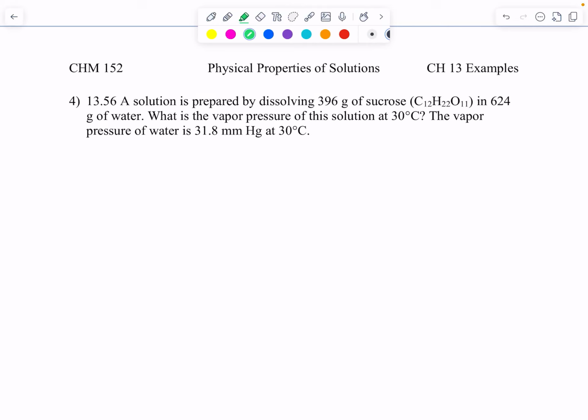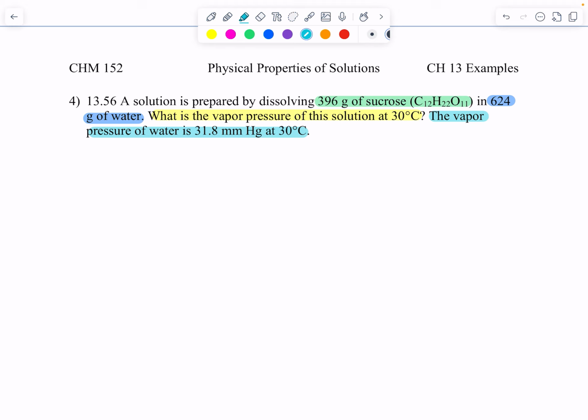Number 4, we have a solution prepared by dissolving 396 grams of sucrose in 624 grams of water. It wants to know the vapor pressure of the solution at 30 degrees Celsius, and it gives you the vapor pressure of water: 31.8 millimeters of mercury at 30 degrees Celsius.